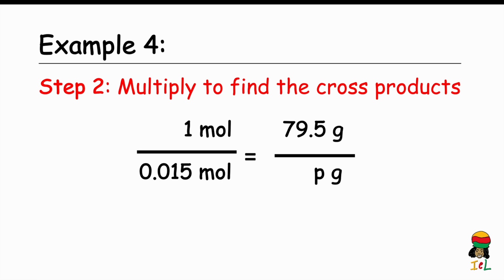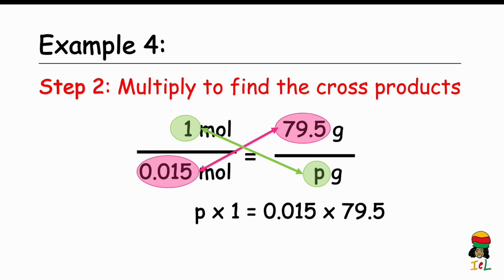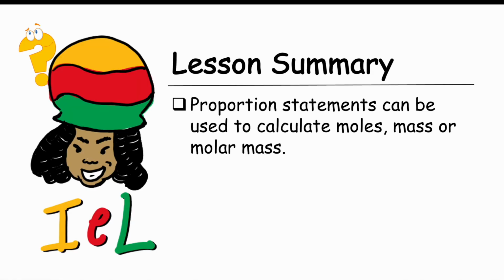For step 2, we will multiply to find the cross products. So identify the location of your unknown and we will start there. So we have P times 1 is equal to 0.015 times 79.5. Therefore, P times 1 is P, and the answer works out to be 1.19 grams. Therefore, we know that 0.015 mole of copper oxide has a mass of 1.19 grams. The lesson summary point is proportion statements can be used for calculating moles, mass or molar mass.